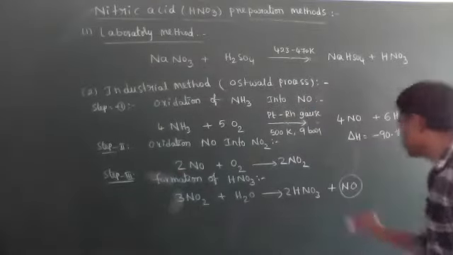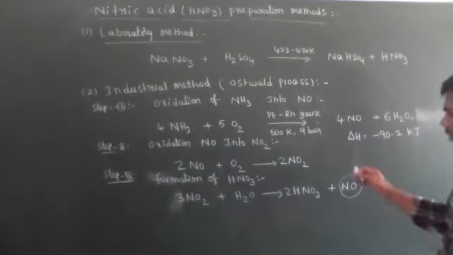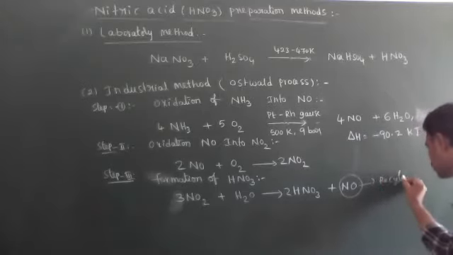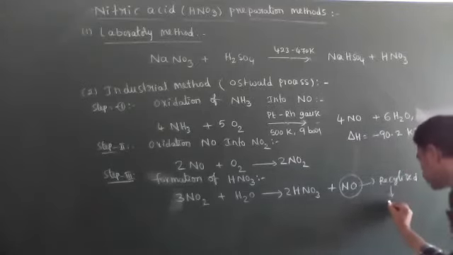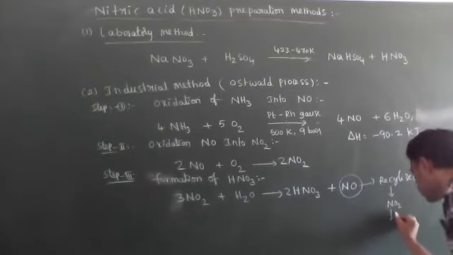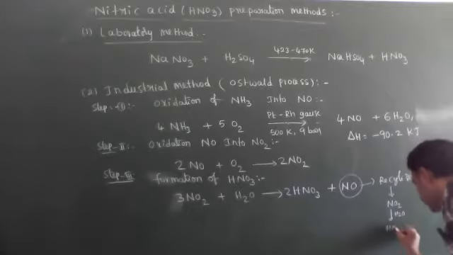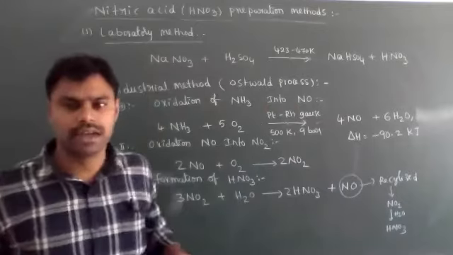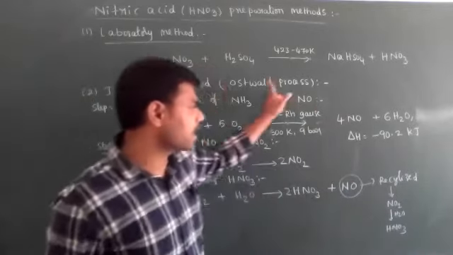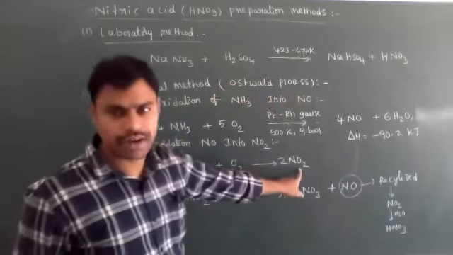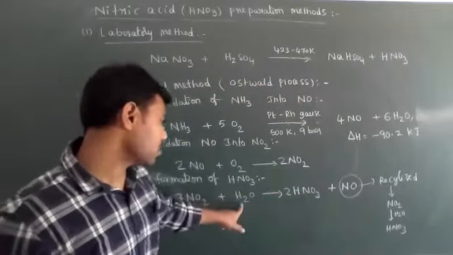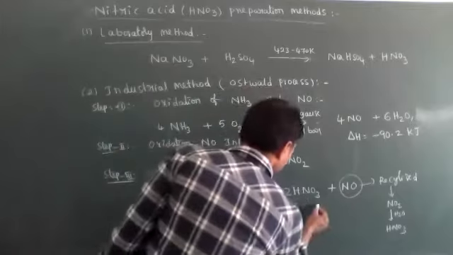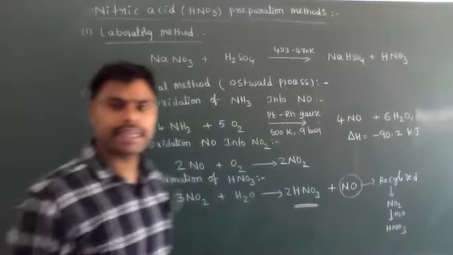This NO is reconverted, reused or recycled. It is converted into NO2, then NO2 is converted into HNO3. So nitric oxide in the third step is a byproduct. That nitric oxide is again recycled by oxidation, converted into nitrogen dioxide. Again that nitrogen dioxide on hydrolysis produces HNO3, nitric acid. So in the third step we are getting nitric acid.